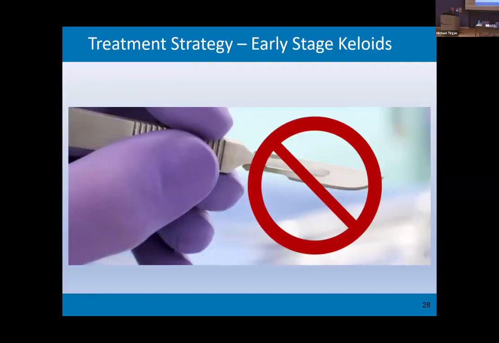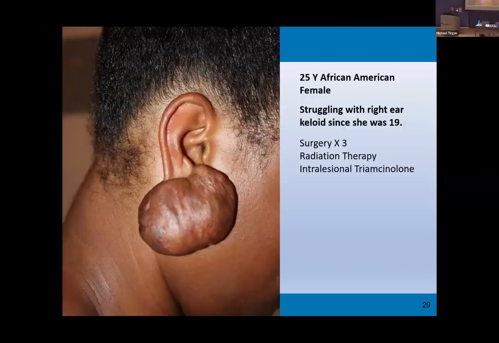This is the conclusion I've drawn: for early stage keloid lesions, we really need to avoid surgery because it would impact the biology of the disease. This is another example of that. These patients don't wake up one day with these large keloids. They all have several years of history. This patient has had 3 surgeries and radiation therapy to her ears, and we asked her, how did this whole thing start?